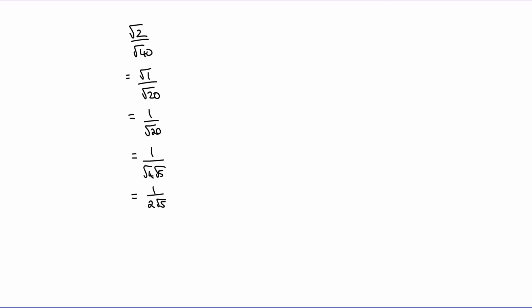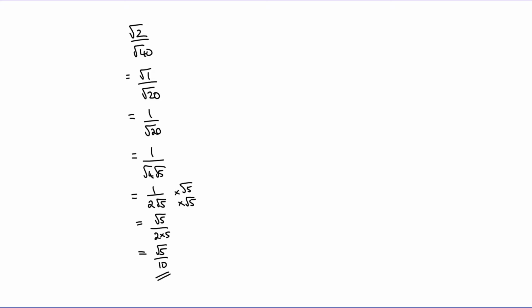Now that we've got this far, we've simplified the original question as much as possible. We want to rationalize that denominator. So we can multiply by the root 5 and the root 5. 1 times root 5 is 1 root 5, or root 5. 2 root 5 times root 5: root 5 times root 5 is 5. 2 times 5 is 10. I'll write it as 2 times 5, just to give that extra line of working. So root 5 over 10.